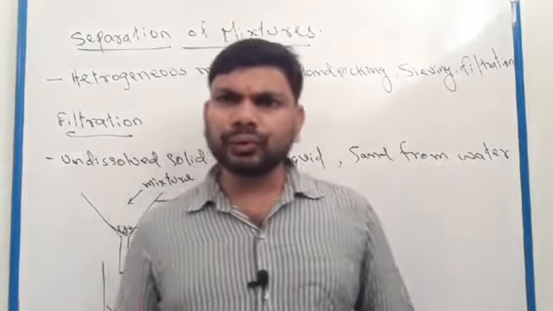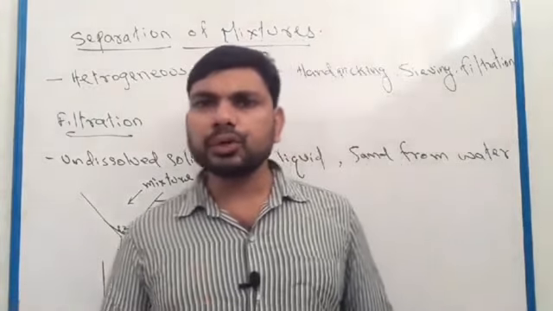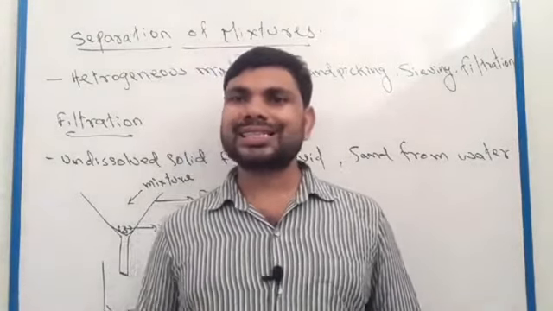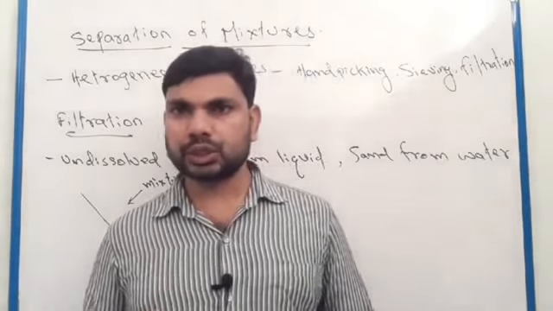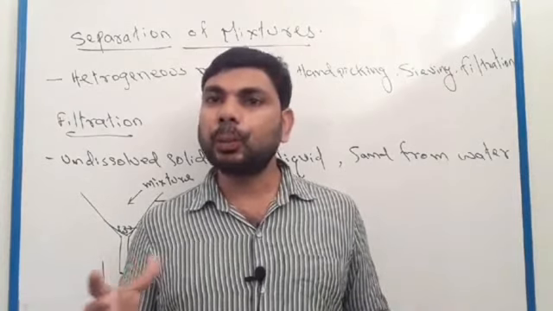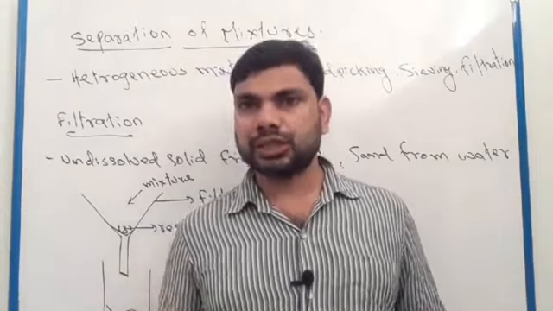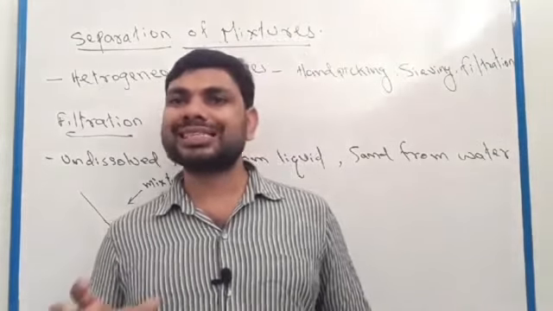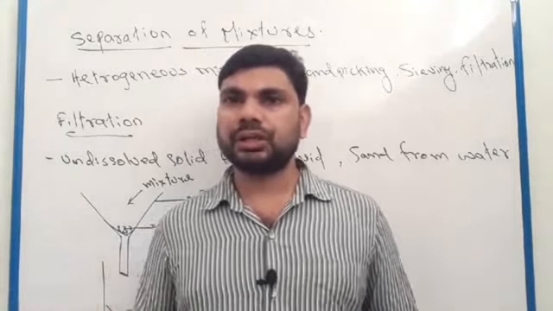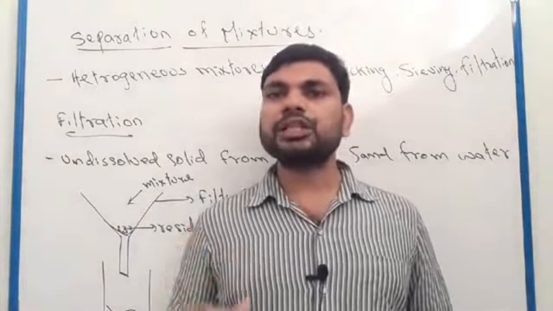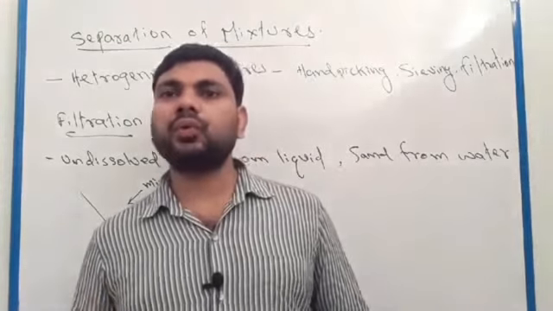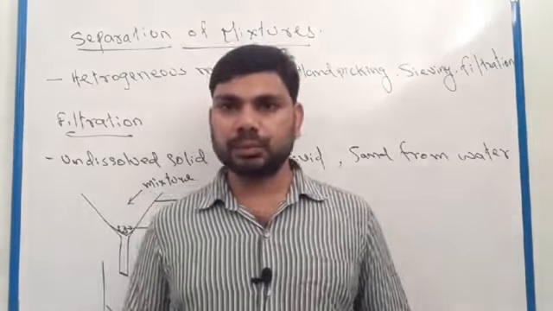Okay, so we know there are different types of mixture, homogeneous mixture and heterogeneous mixture. We discussed them in the previous video. Heterogeneous mixture means different components of the mixture do not mix homogeneously. Examples: sand in water, chalk powder in water. Homogeneous mixture: different components of the mixture mix homogeneously. Examples: salt in water, sugar in water.